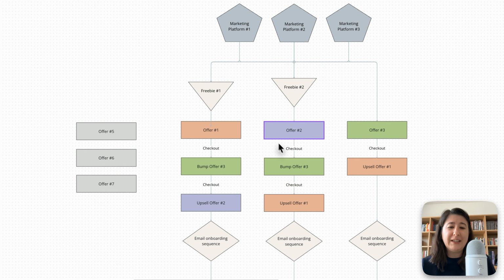So this can be really illuminating to see, okay, if I've got these 2 main offers, these are my bread and butter, maybe there's a service, maybe these are digital products, maybe they're a higher ticket course or program.